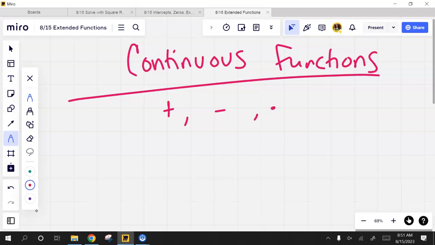multiplication, you could do division as long as no 0 on the bottom. And composition all result in also continuous functions. In other words, if you add one continuous function to another continuous function, you get a continuous function. I lost you?